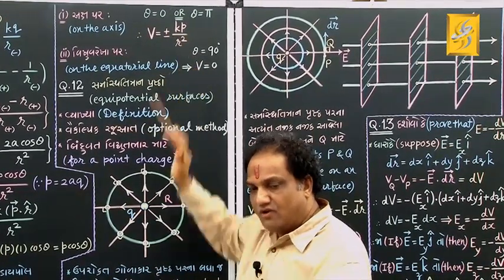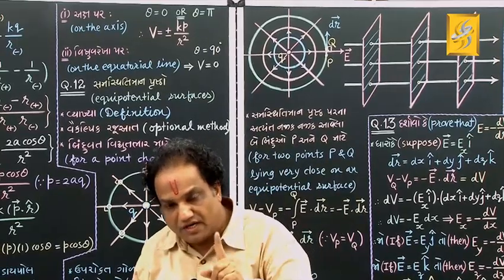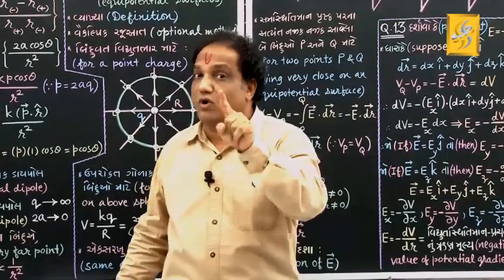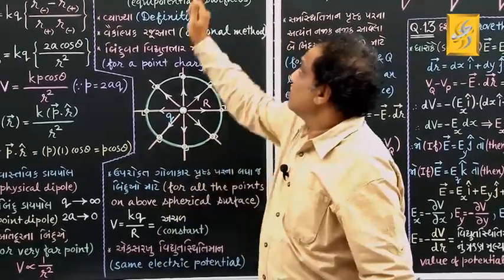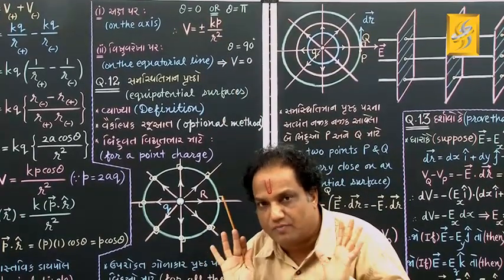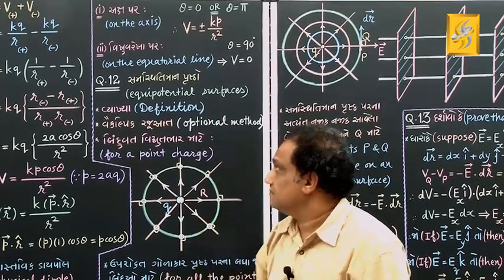So what I mean to say, the value of electric potential due to an electric dipole at any axial point is either plus Kp upon R square or minus Kp upon R square. So I am writing here plus or minus Kp upon R square, got it? Fine.